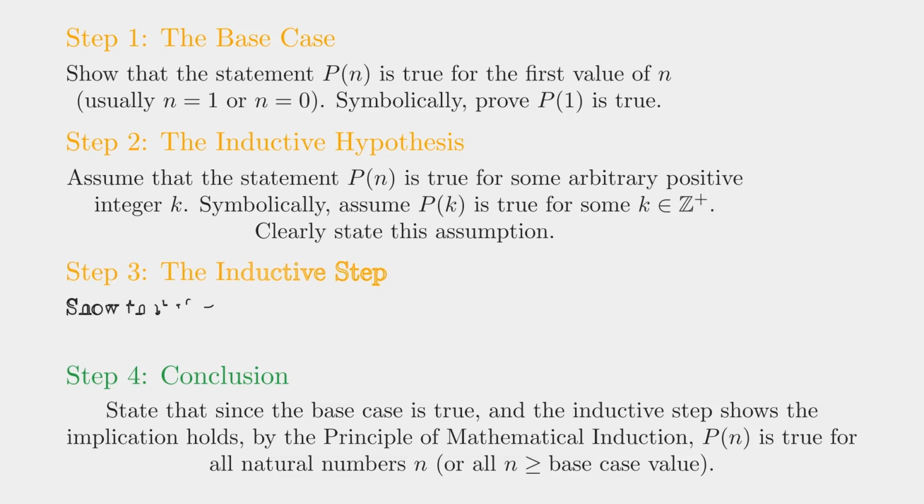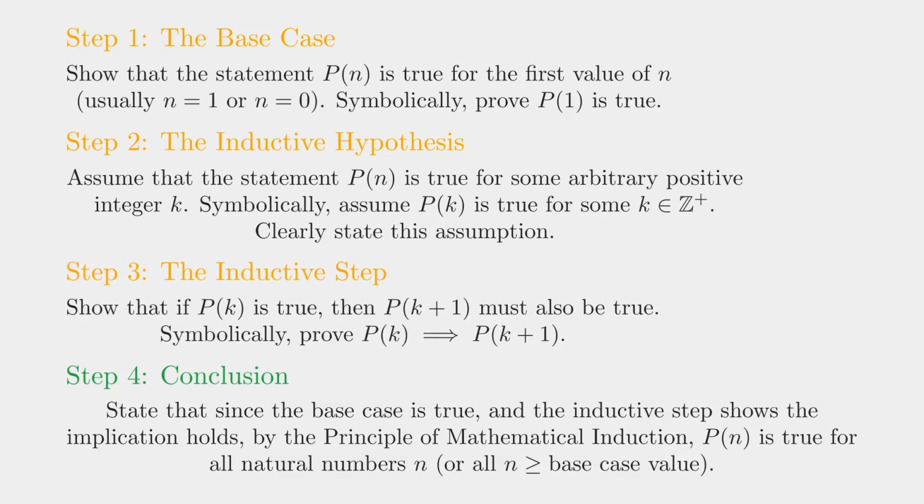Now, step 3, the inductive step. This is the heart of the proof. Using our assumption that P of k is true, we must prove that P of k plus 1 is also true. This demonstrates that if any domino falls, the very next domino will also fall. This step often involves clever algebraic manipulation.